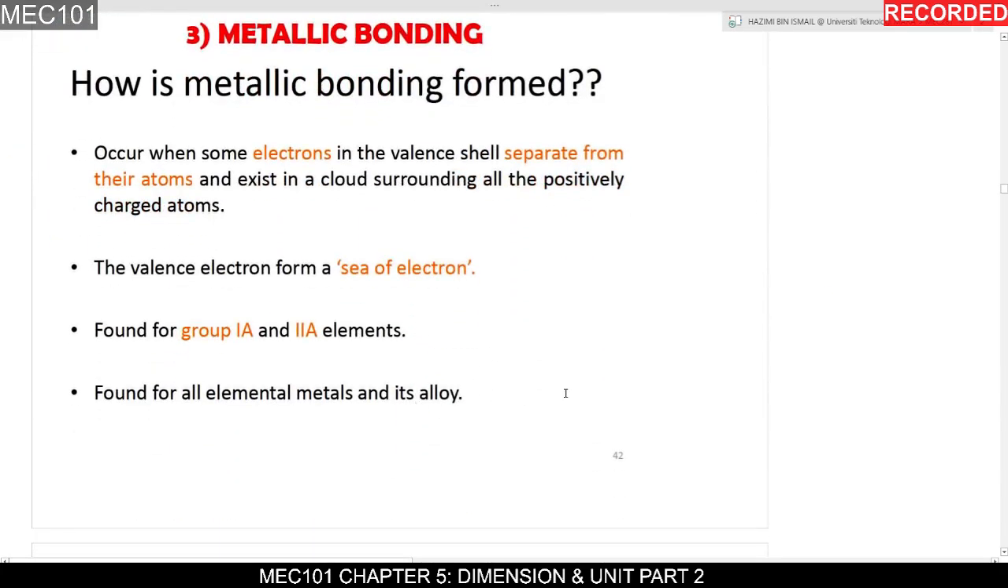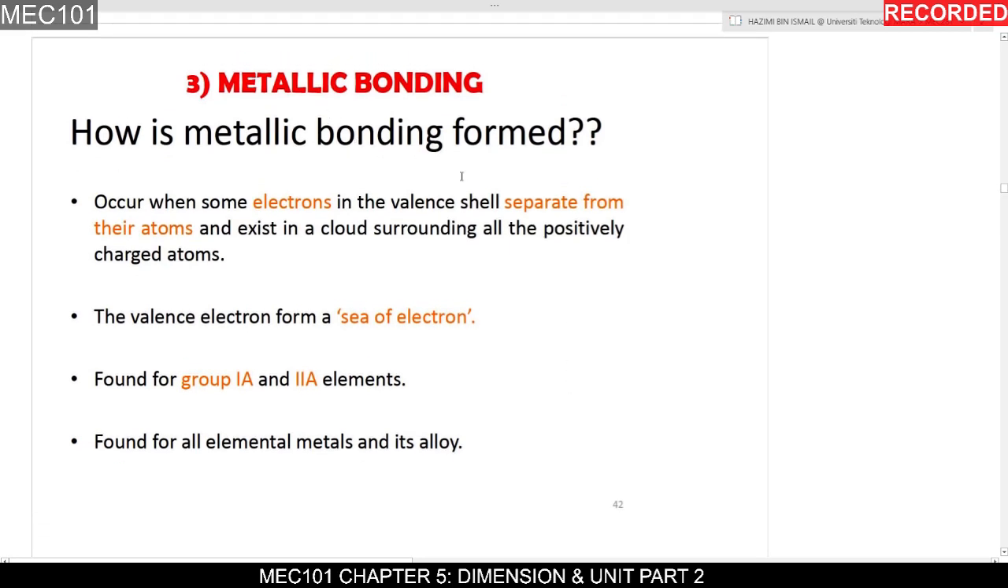And now finally the third one is the metallic bonding. How does the metallic bonding form? It occurs when some electrons in the valence shell separate from the atom and exist in a cloud surrounding all the positively charged atoms. The valence electrons form a sea of electrons, found for group 1 and group 2 elements, found for all elemental metals and their alloys. So it is only found in the elemental metals and alloys.